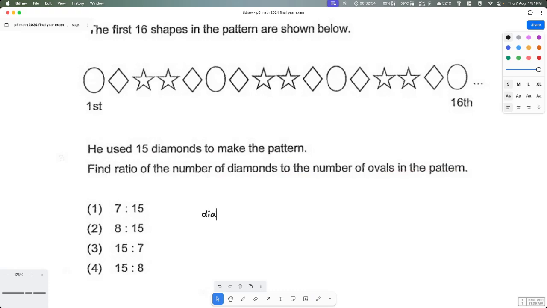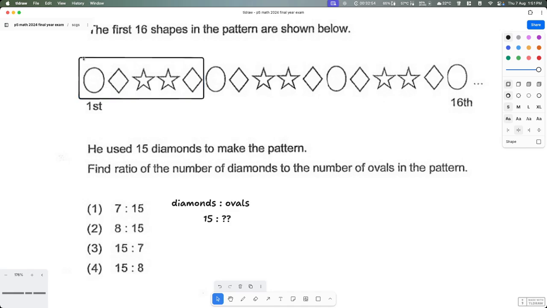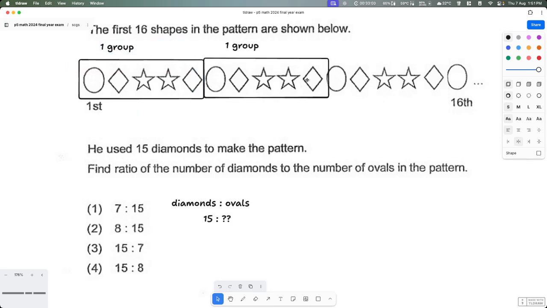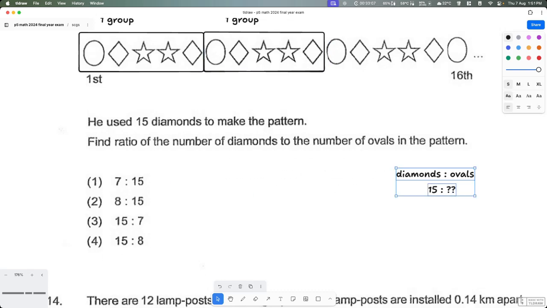So we know diamonds to ovals, right? So diamonds should be 15, but we don't know the ovals. So diamonds to the number of ovals. Obviously it's either 7 or 8. In this case, if we group them, this is one group, and we can do the same with the rest. This is another group, and then one more group. So one group has two diamonds and one oval. Two diamonds and one oval.